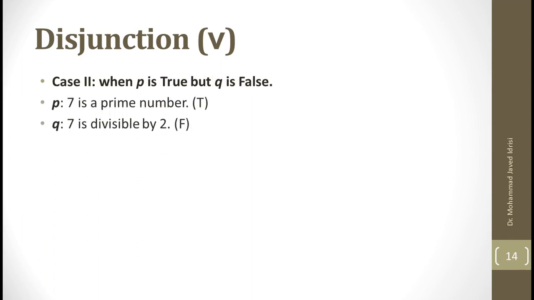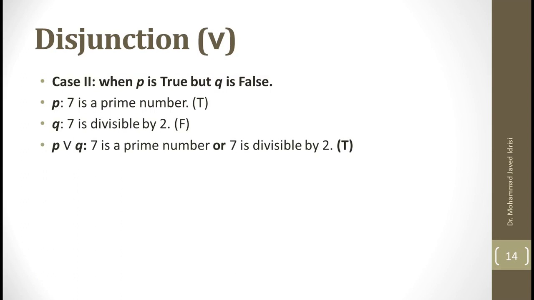So here we consider the proposition P as 7 is a prime number, which is a true proposition, and Q is 7 is divisible by 2, which is a false proposition. So their disjunction is given by 7 is a prime number or 7 is divisible by 2, which is again a true proposition.